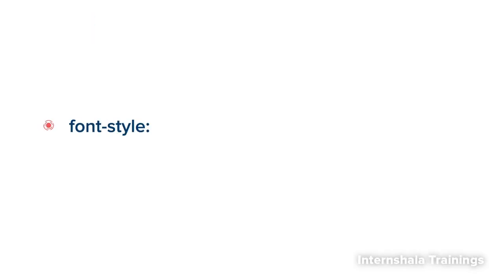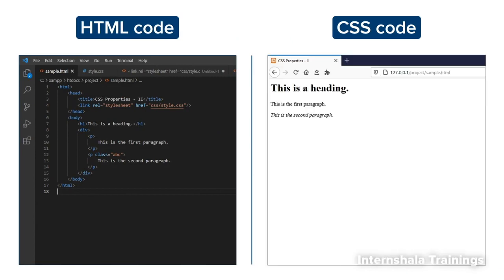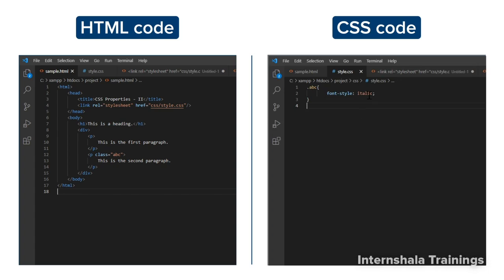Next we have the font style property. It is used to specify an italic text. Similar to the way we have been adding the CSS property, we can specify the font style like this. If we want to specify the text in italics, then we will add the value as italic, or normal to specify the text as normal.